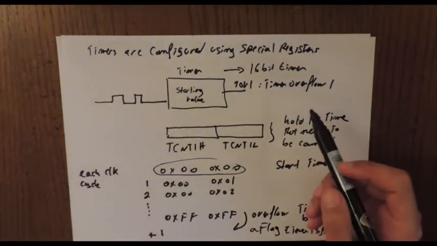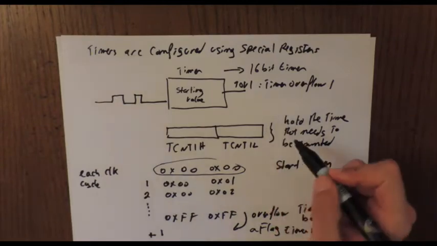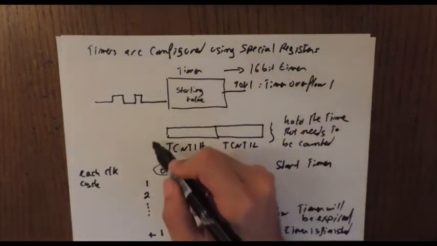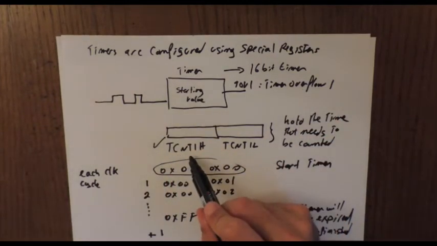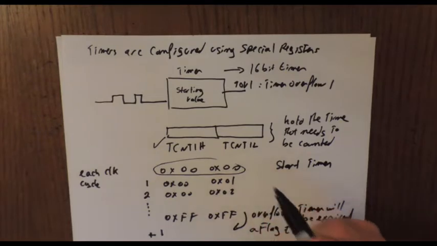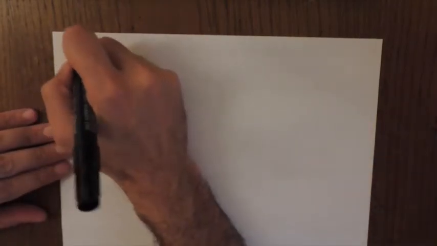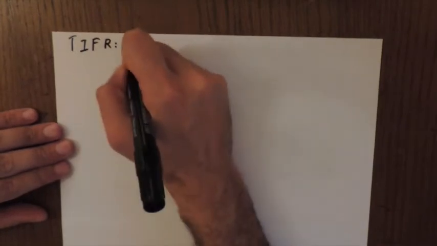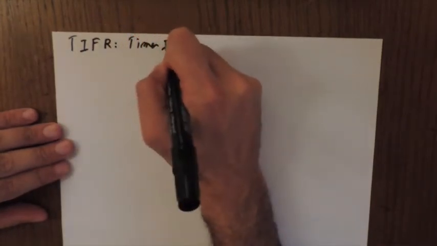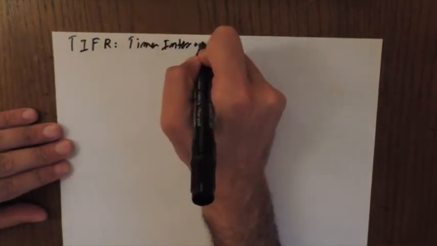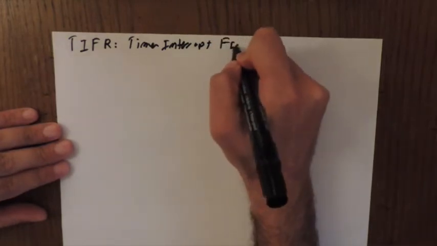So there are different ways to configure this timer and different registers. The first register that I indicated is timer counter 1 high, timer counter 1 low, which holds the initial value where I start counting. A register that is important for the configuration of the timer is called TIFR, which is the timer interrupt flag register.